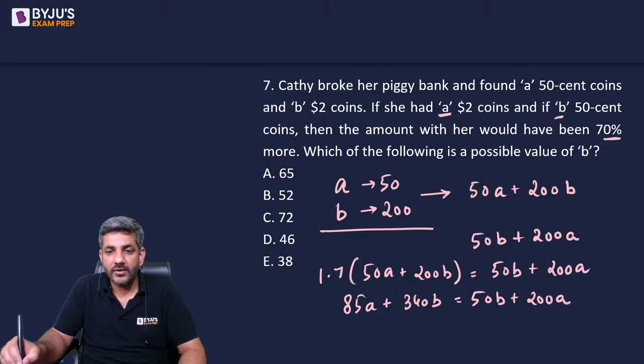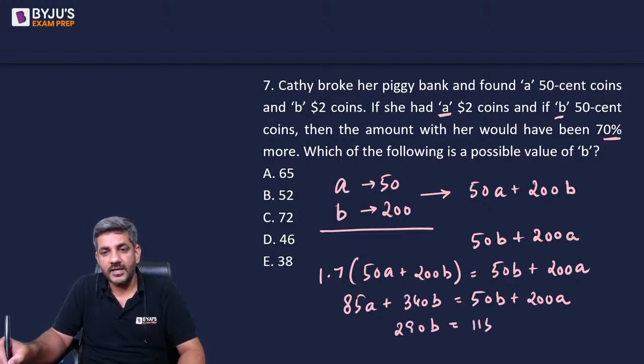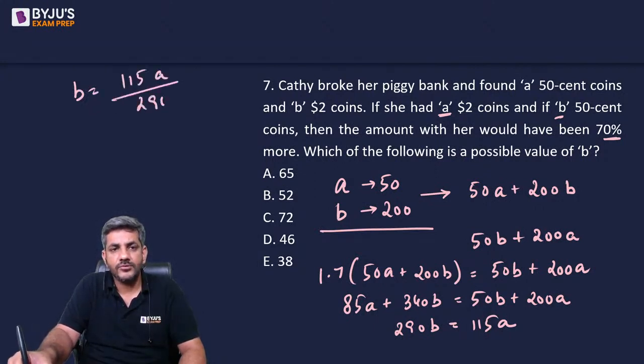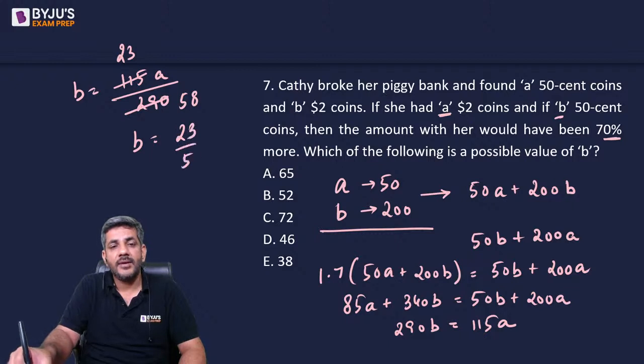So what do I get from there? I get 340B minus 50B is 290B is equal to 115A. Or if I just cancel out, I can say that the value of B is equal to 115A divided by 290. 5 can cancel it out at 23, 5 can cancel it out at 58. I can say B is 23 by 58 times of A.